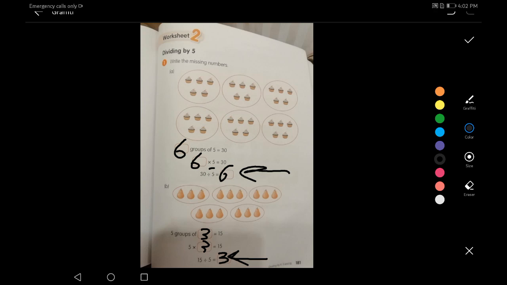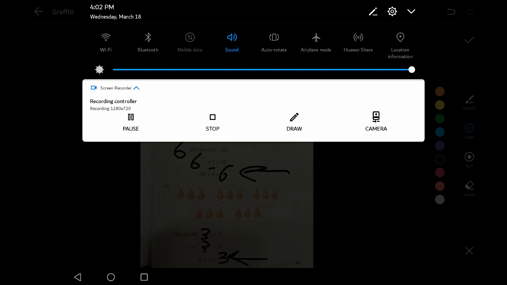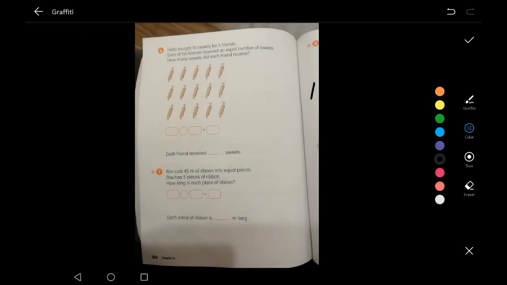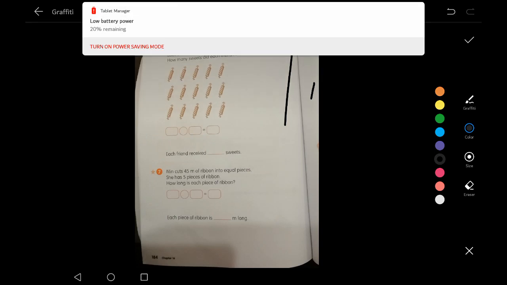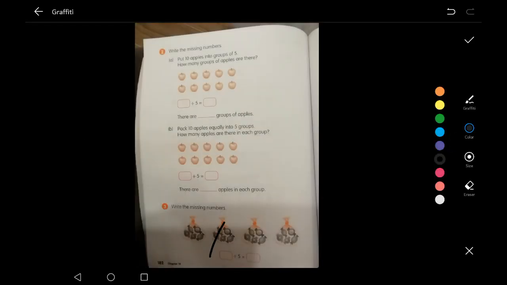Now, for question number 2, write the missing numbers. Put 10 apples into groups of 5. So here we have to share them. 5 apples in each group. How many groups of apples are there? So we have to start counting. 1, 2, 3, 4, 5 apples in each group.